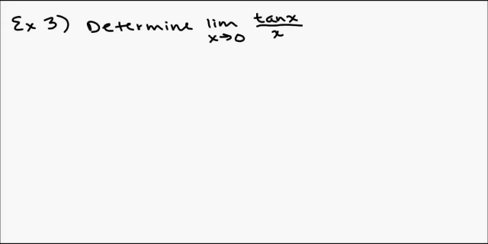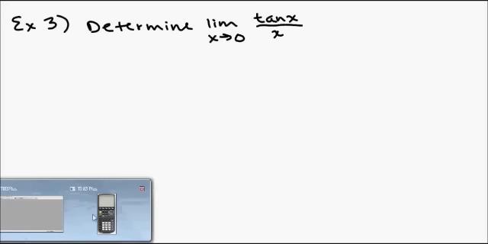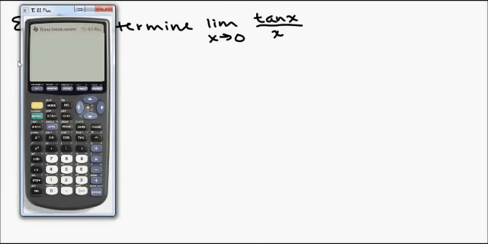Example 3. Determine the limit as x tends to 0 of tan x divided by x. So this is a little bit different than what we've looked at so far because you do have that trigonometric element. So what I'd like to do first is look at the graph of this. I'd like to try to determine the limit graphically. So I'm pulling up my y equals screen and putting in tan x, close parentheses, divided by x.